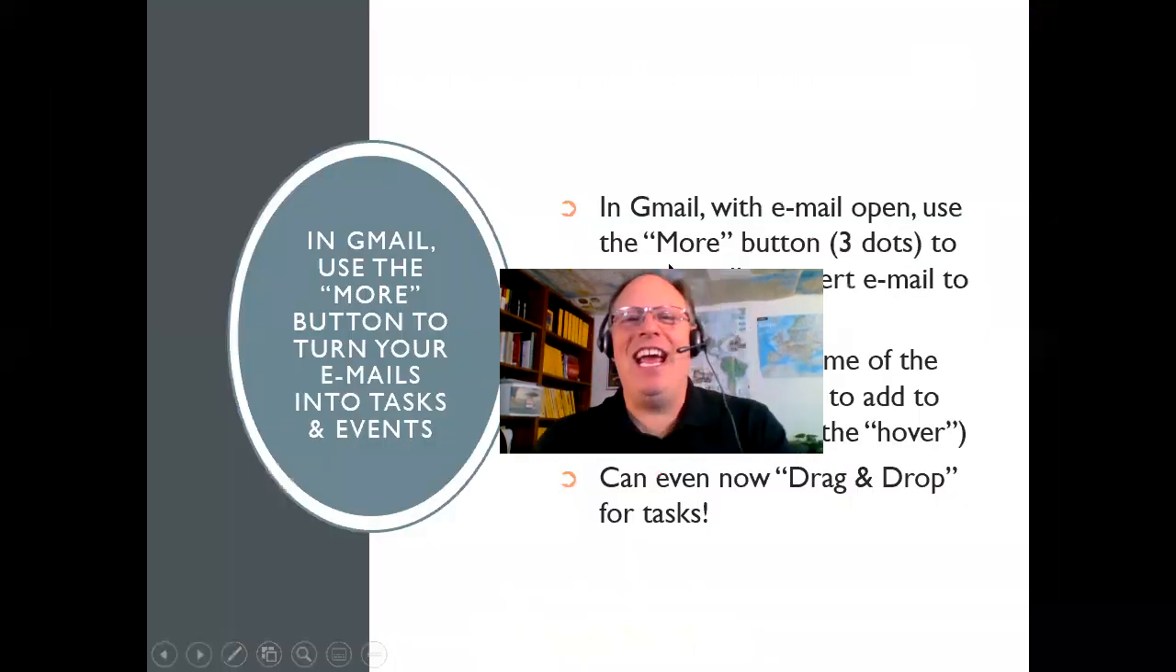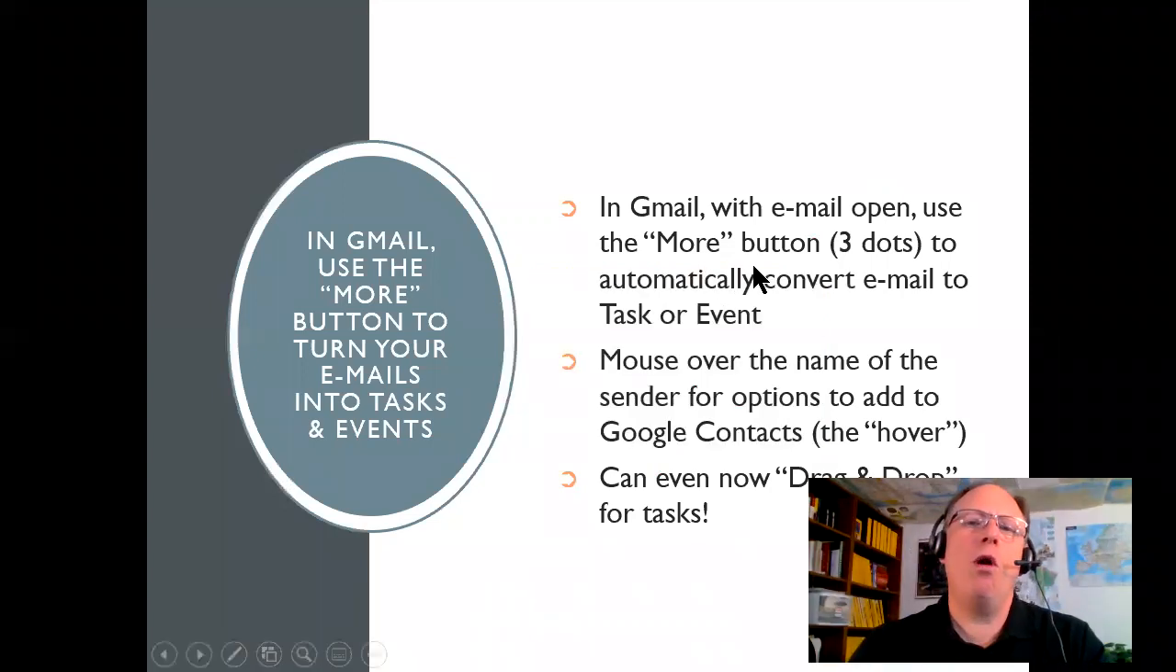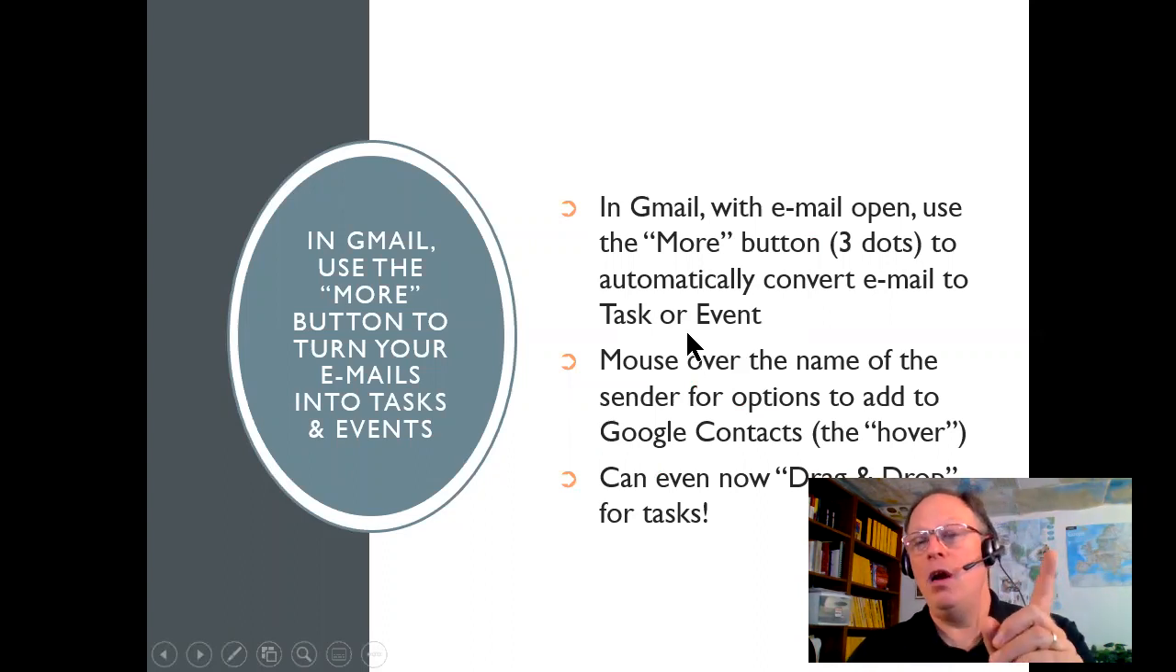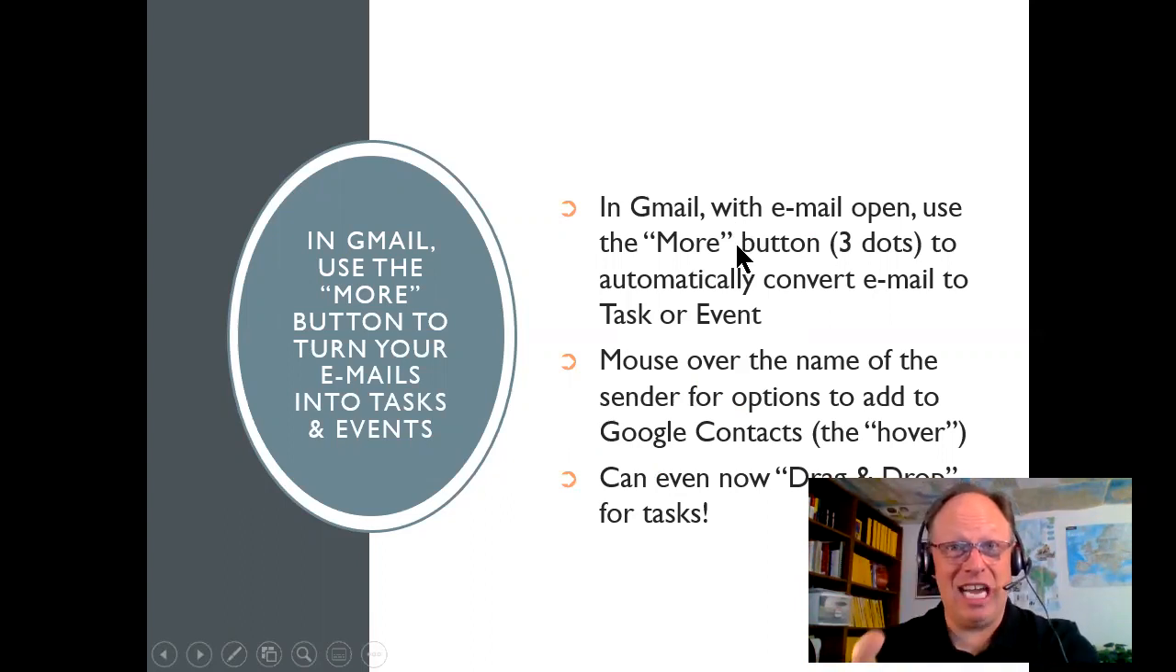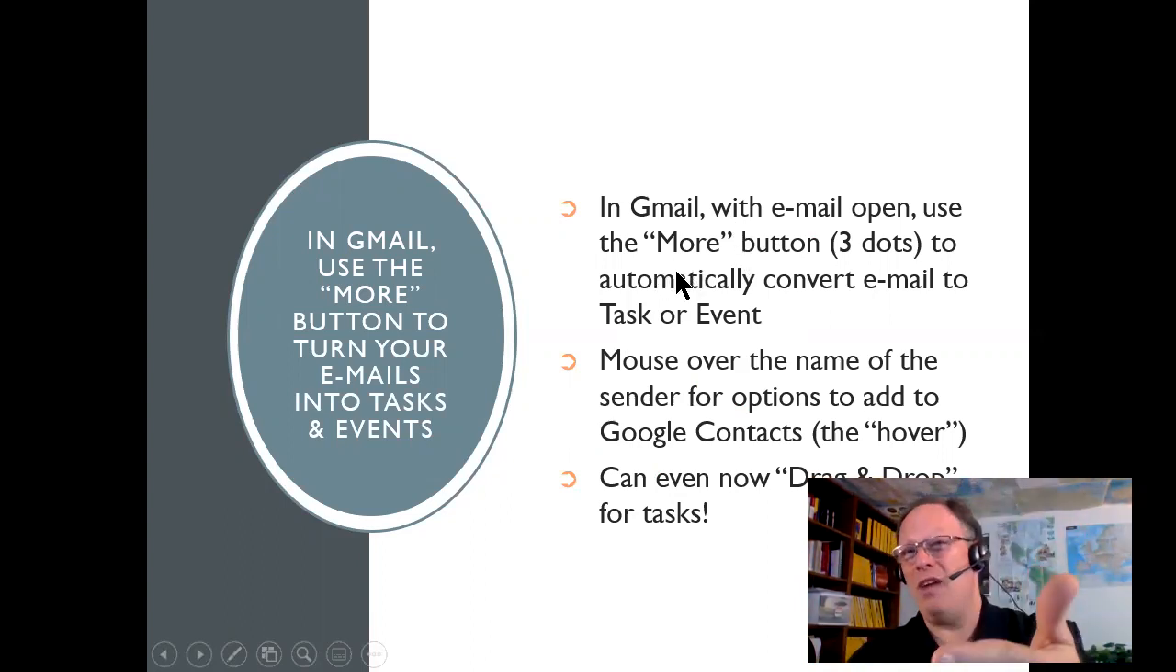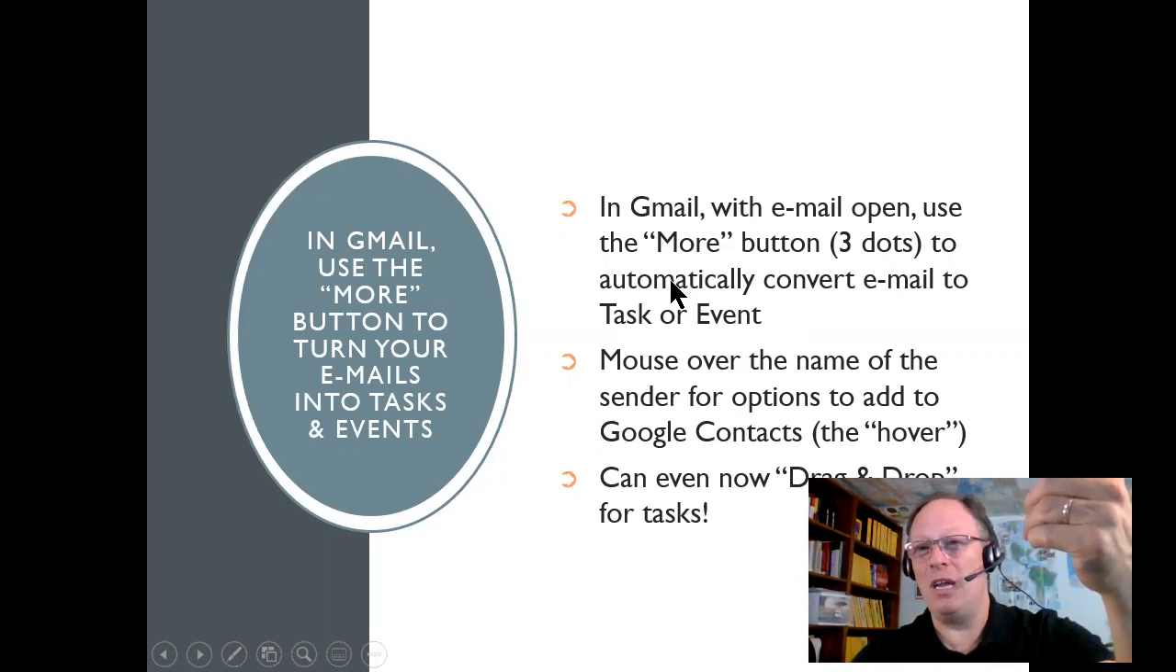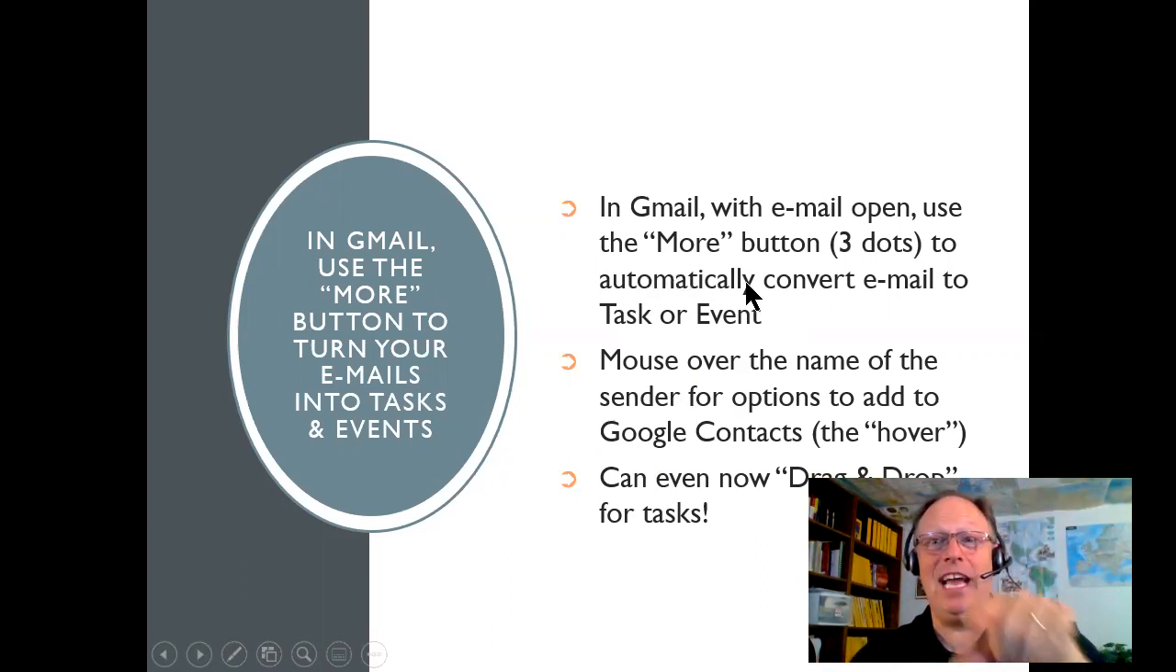And here's the thing. So let's do a quick review. Use the More button to automatically convert email to task or event. Now remember, I actually did a drag and drop to the task with tasks down the side column. Under More, I think now it only has create event. I don't think it has the task option anymore. So I actually need to fix that slide.